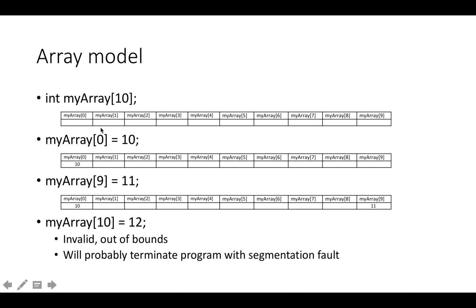Let's say we declare an array of 10 integers. What that's going to result in is each of these positions and an empty location for each of those positions. Let's say I say my array at position 0 equals 10. We're going to find position 0 and store 10 there. Then let's say we saw position 9, we stored 11 there, so we still have that 10 in position 0.